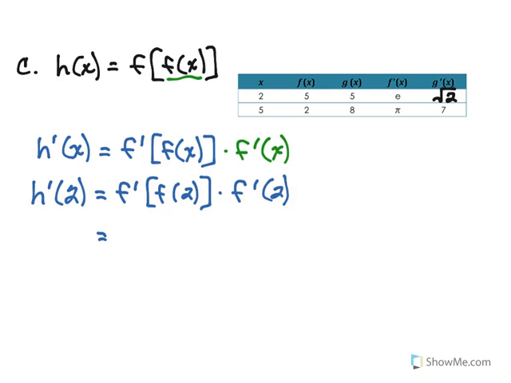So from the table, and we'll start right in here at f of 2, so that is equal to 2. Oh, that's 5, I'm sorry. So we have f prime of 5 times, now f prime of 2 is e. So going back to the table once more, f prime of 5 now is pi. So we have pi times e as our answer for this.